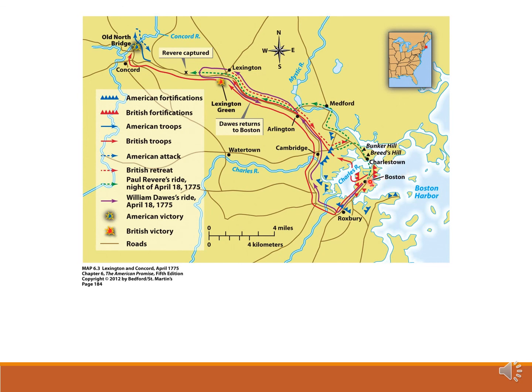The other thing you can see on this map is Bunker Hill and Breed's Hill. We're going to be talking about the Battle of Bunker Hill in the next lecture, but you can see here its proximity also to Boston. So it gives you a real sort of overview of the landscape around Boston. Here's the Boston Harbor. You'll notice all the various rivers as well.